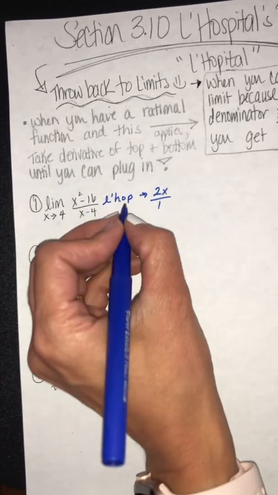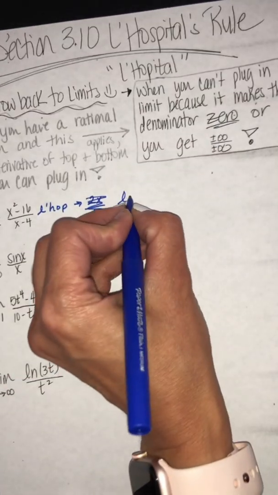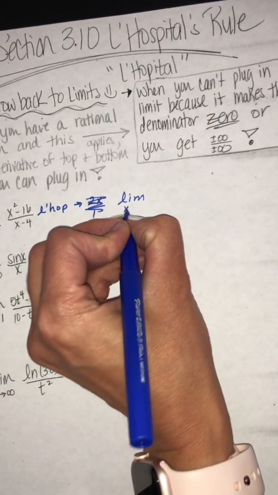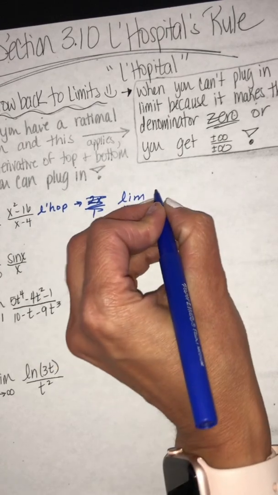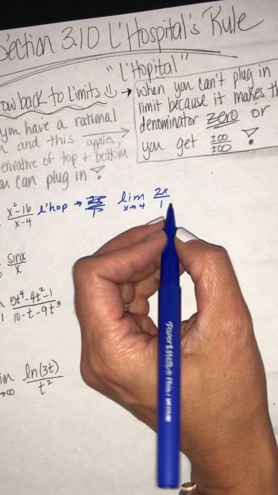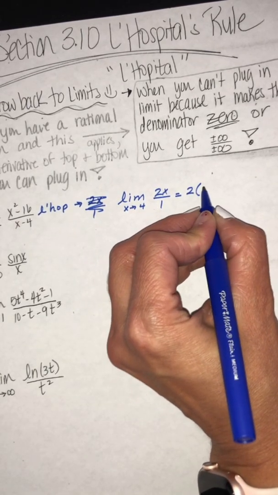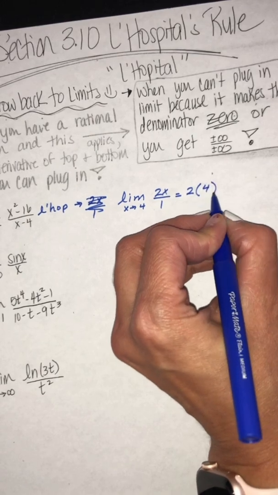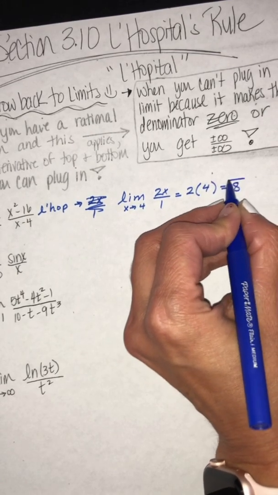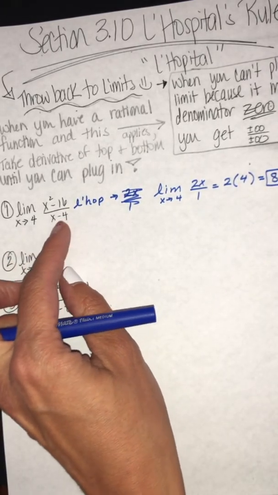Now I can plug in the 4. Oops. Hold on, let me rewrite this. I messed up. Because it's still limit as x approaches 4 of now 2x over 1. My bad. I should have written that. Bad, Mrs. Garcia. Okay, now I can plug in the 4. And that's when you can lose the limit when you're plugging in a number. And 2 times 4 is 8. So the limit as x approaches 4 of this rational function is 8.